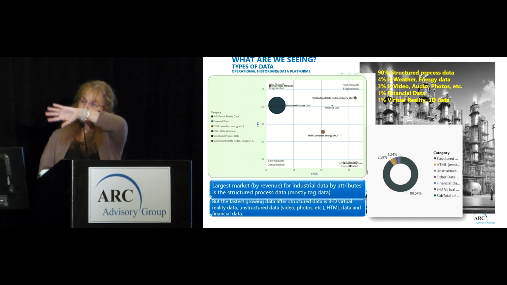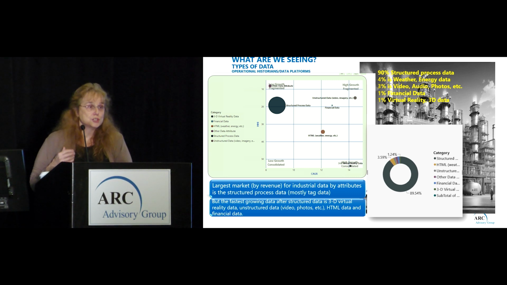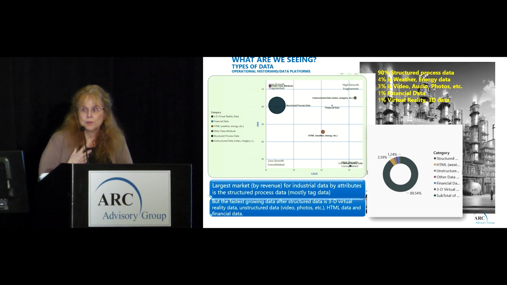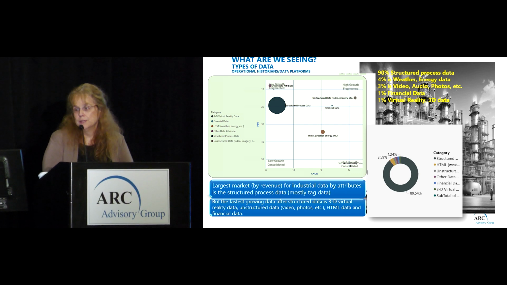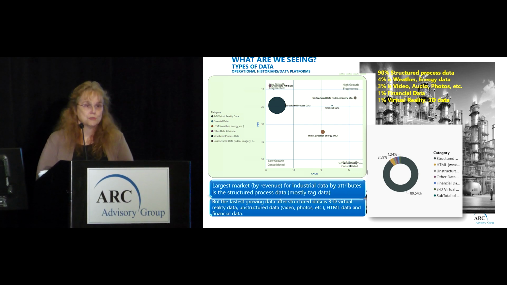But the other part of it is we see a lot of the unstructured data, and that's probably the part of the data that's increasing the fastest. And that's video, imagery, and so on. And plus, it's part of some of the, I would say, the digital twin data. Some of that is in there. And then we're also seeing a lot around the 3D virtual reality that's growing the fastest.